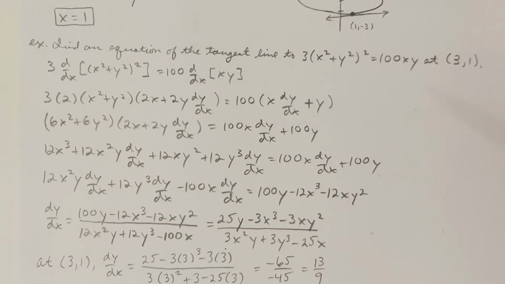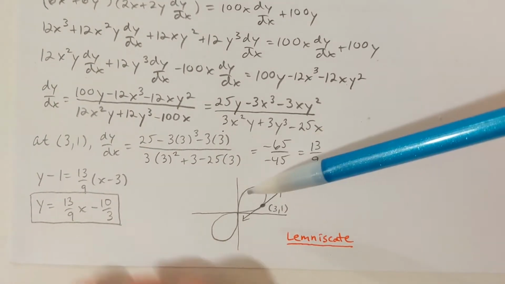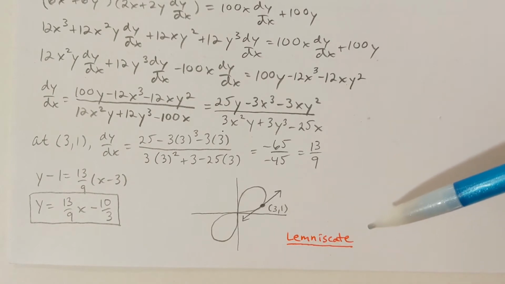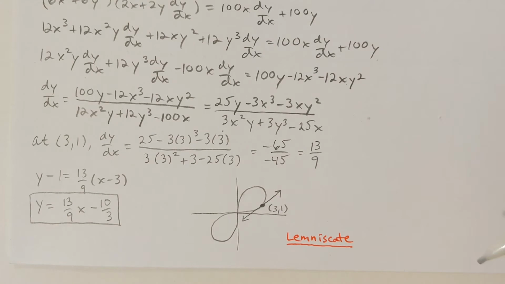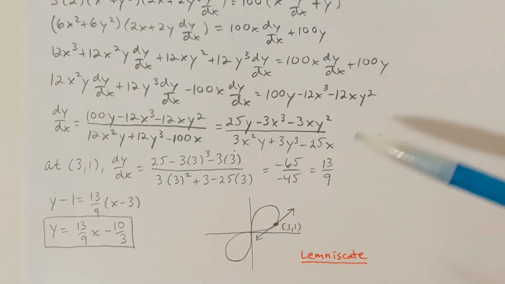Now they're not asking us to graph this curve, but I did that. We'd have a kind of figure 8 type curve, which we call a lemniscate. You guys will work with lemniscates a little bit in Calc 2, not a lot, but it's in one of the chapters. Anyway, I plot the point 3, 1, and I've drawn the tangent line.